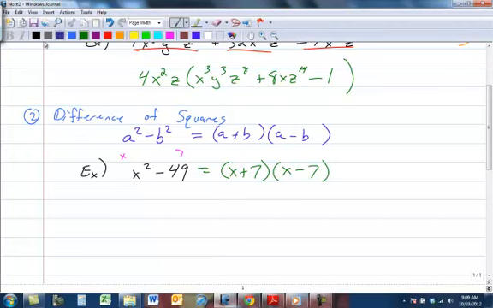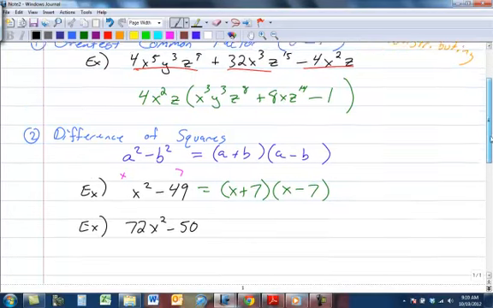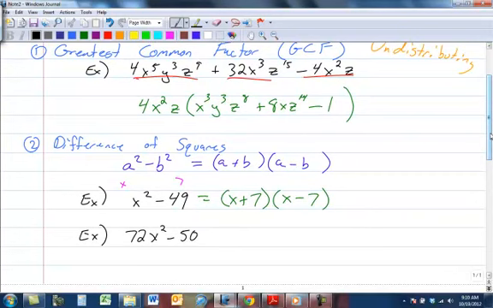All right, let's do another example. Now, so far, we've talked about two ways to factor. This one involves both of them. 72x squared minus 50. From now on, whenever you factor, the first thing you're always going to look for is a GCF. You're going to look for a greatest common factor.